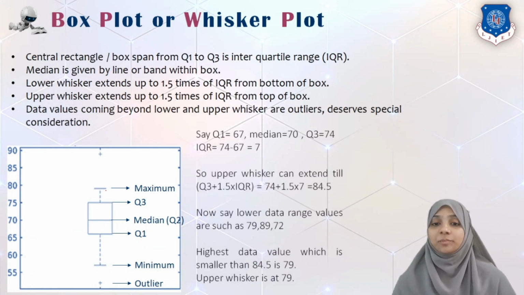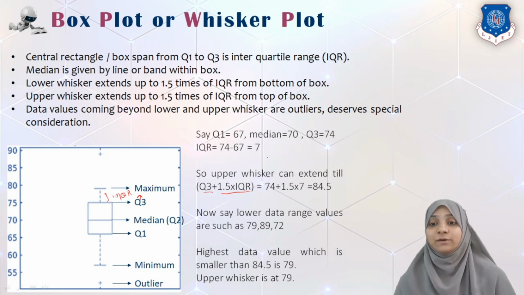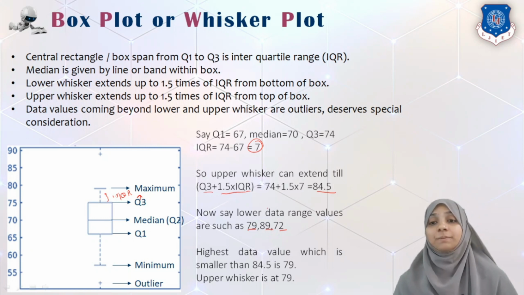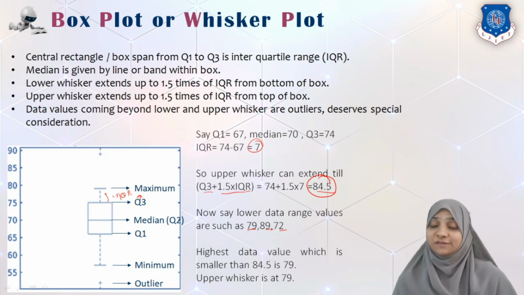Likewise, we can calculate the upper whisker. The upper whisker can extend a maximum of up to 1.5 of IQR, that is the interquartile range, above quartile 3. So I will write down the range: quartile 3 plus 1.5 of the interquartile range, that is 74 plus 1.5 into 7, which is equal to 84.5. Okay, and we have data 79, 89 and 72. At what point do I need to put my upper whisker? The upper whisker can be placed at the highest value which is lesser than this given value.